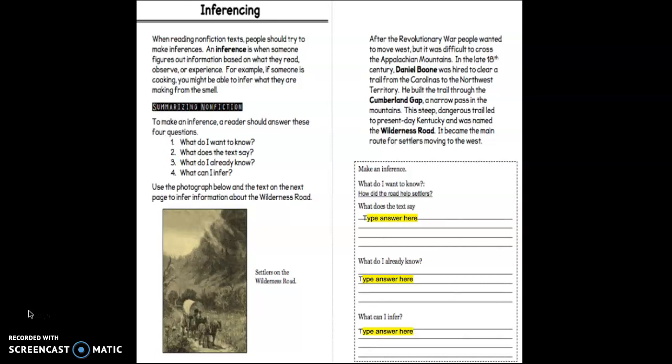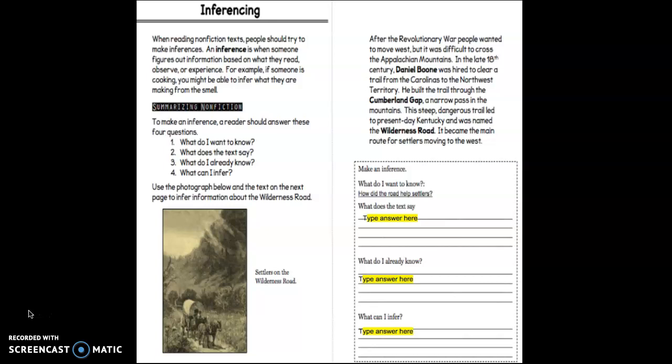So let's begin with inferencing and what it is. In the left-hand column, when reading nonfiction texts, people should try to make inferences. An inference is when someone figures out information based on what they read, observe, or experience. For example, if someone's cooking, you might be able to infer what they are making from the smell. Summarizing nonfiction. To make an inference, a reader should answer these four questions. 1. What do I want to know? 2. What does the text say? 3. What do I already know? 4. What can I infer?